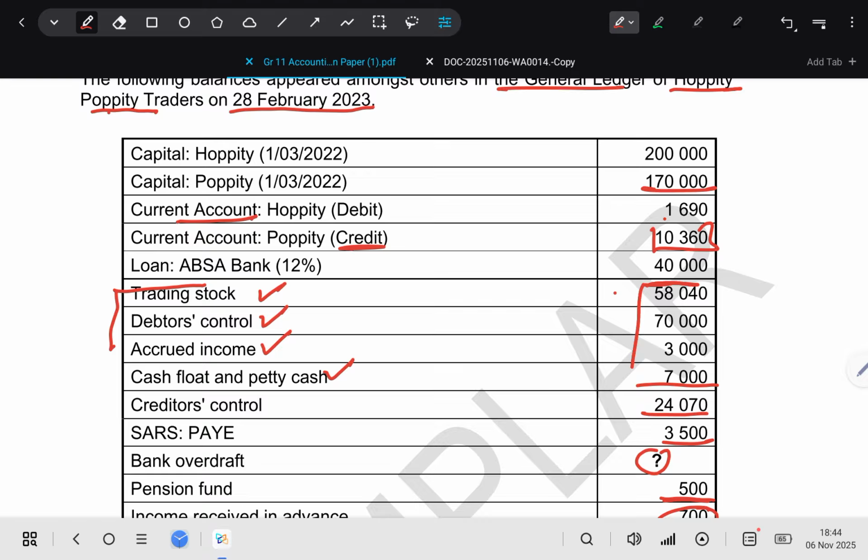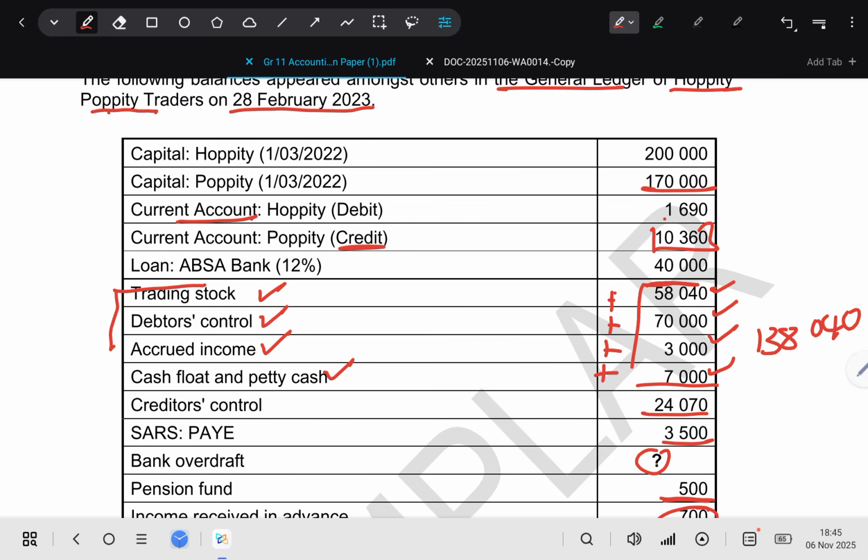Okay, so these four are part of our current assets. So we'd say 58,000 and 40 plus 70,000 plus 3,000, and then we also say plus 7,000. It gives us 138,040. Now remember, you must show that you have added all this in your answer book. Show somewhere that you have added this.